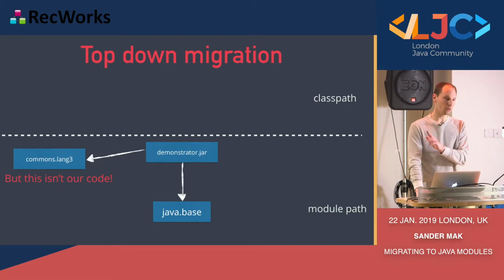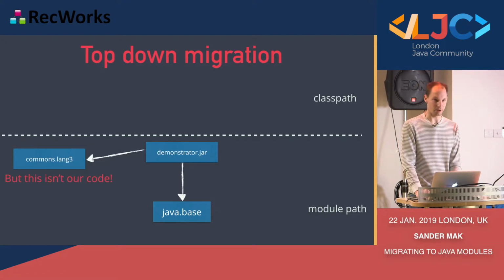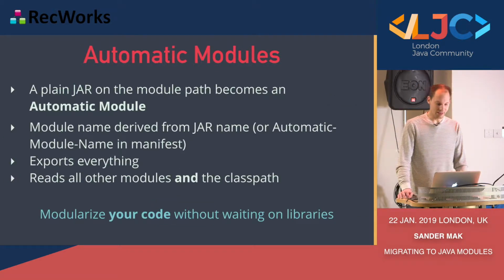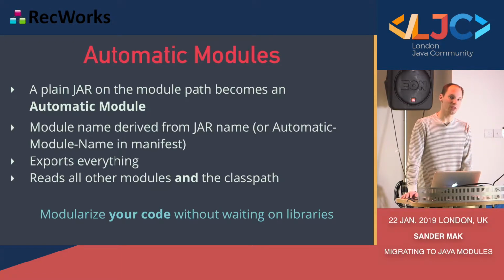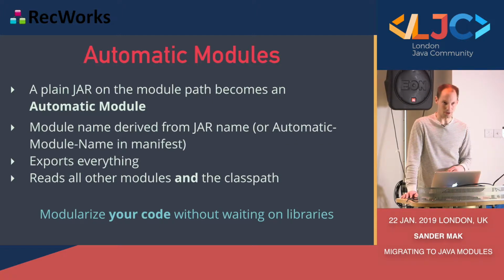So we don't want to change commons lang. We also don't want to wait for commons lang to migrate to a module. So we need something else. And that something else is a feature called automatic modules. And what automatic modules enable us to do is to take a plain non-modular jar file from the class path and put it on the module path, which is the module equivalent of the class path. And then as if by magic, it will turn into a module, a so-called automatic module.